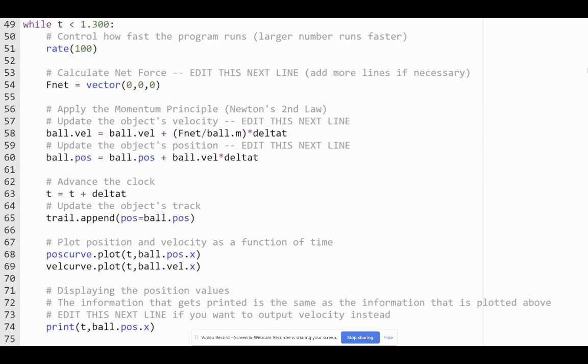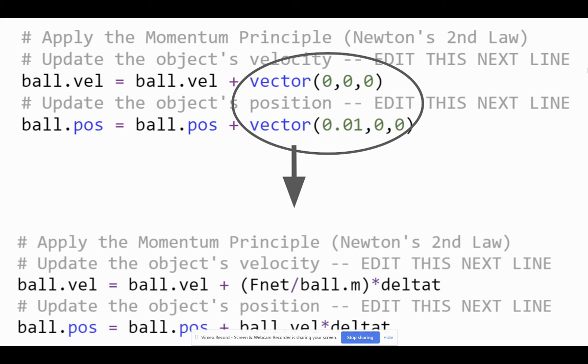This while loop used a velocity update formula for every 0.01 second change in time all the way up to 1.3 seconds, which was the time of our last experimental observation. There are a couple things to note here. For one, I had to change the starter code to actually reflect both the velocity and position update formulas.